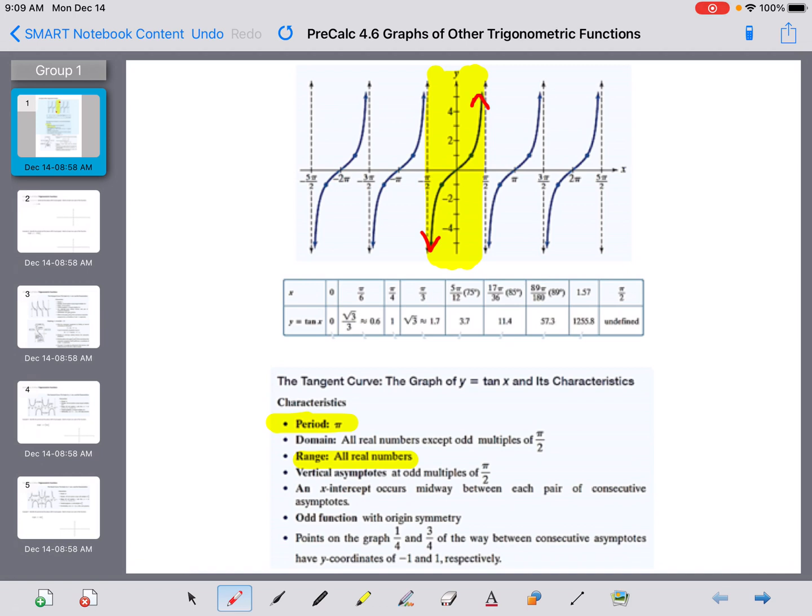An x-intercept occurs midway between each of the consecutive asymptotes. So we have this intercept right here, okay? And that's important. We're always going to see that intercept. The only time it wouldn't land on 0, 0 like this is if there is either a horizontal or a vertical shift. And then I'm going to jump from this one down to this one, okay? We have points on the graph 1/4 and 3/4 of the way between the consecutive asymptotes with the y-coordinates of -1 and 1. On this parent function, this bottom one is at -1, and this top one's at +1.